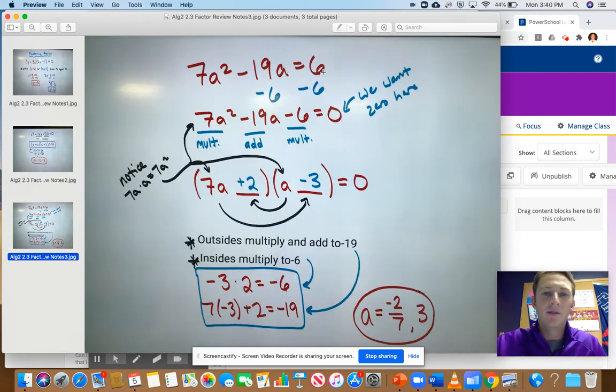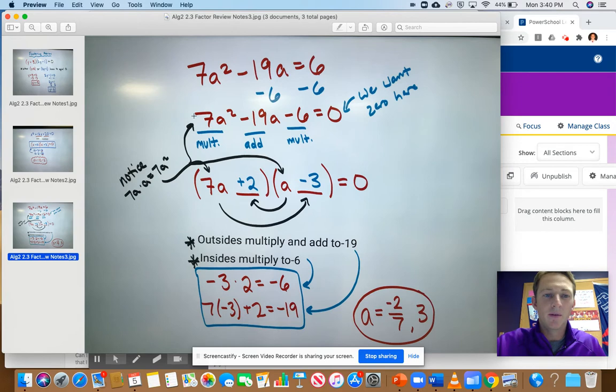Last one here, we don't have a 0 on the right side, so let's subtract the 6 over to get a 0 like we see right here. So 7a squared minus 19a minus 6 equals 0. We wanted that 0 here. This is good. Again, we're going to add to the middle, and then we're going to multiply to the outsides.